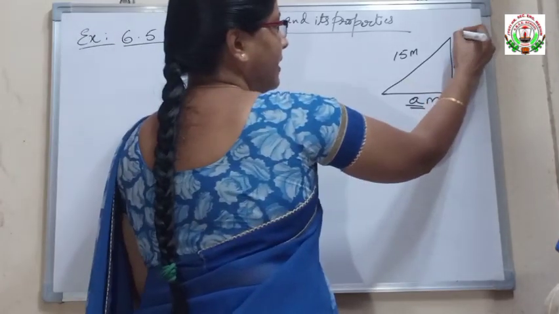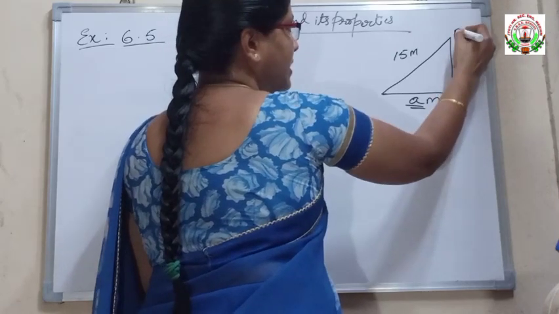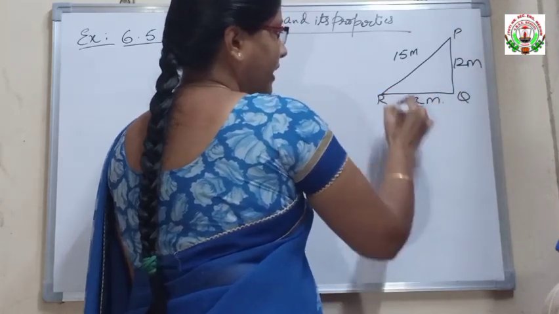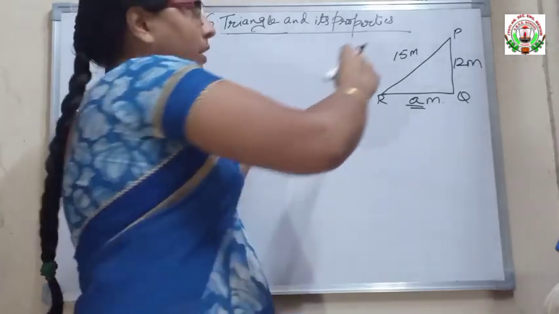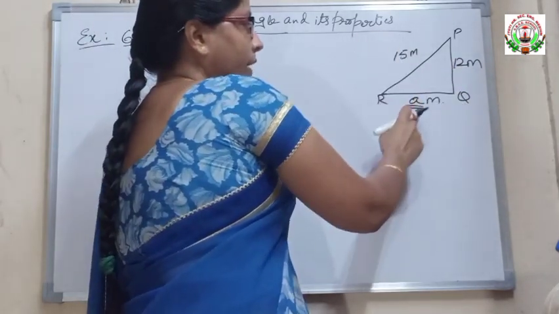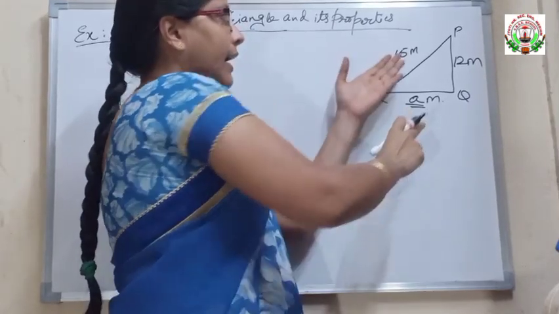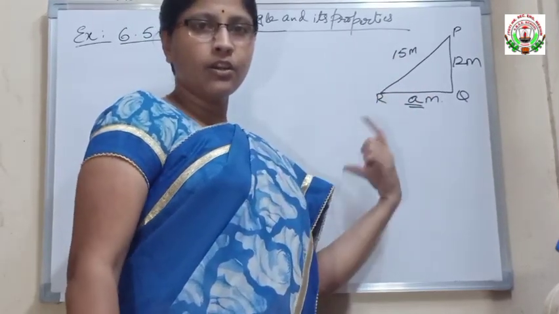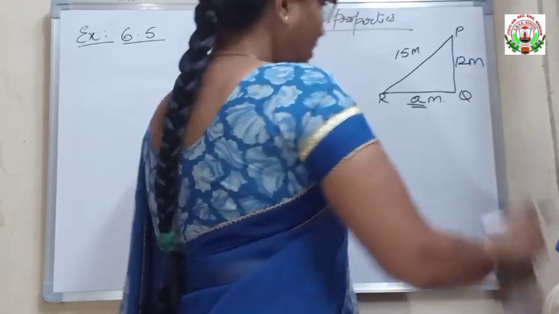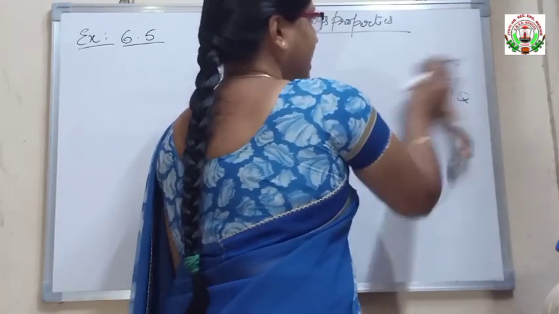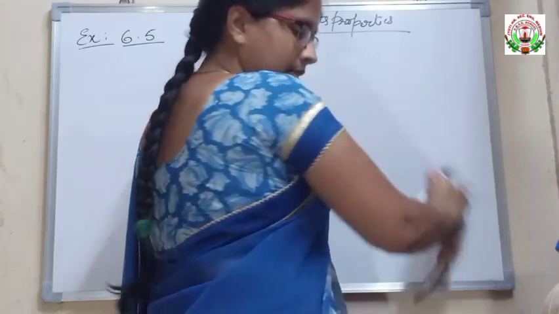So let us name the triangle PQR, and in the same way, hypotenuse square is equal to perpendicular square plus base square, and just simplify it. I think you can do it now. The third question is the same as the first and the second one.